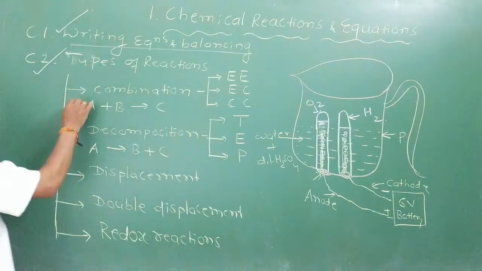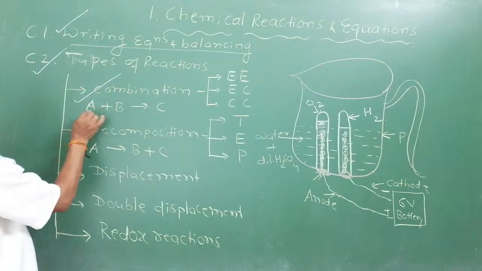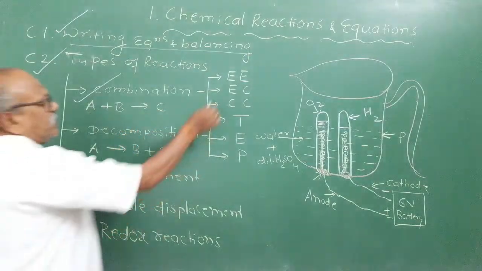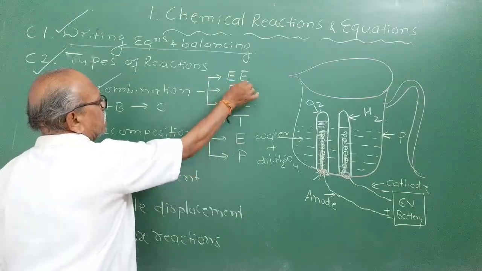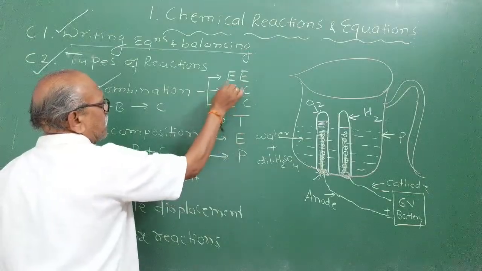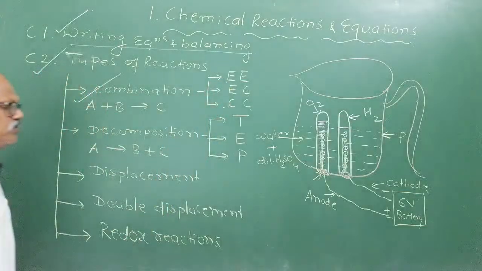You studied combination reactions. Combination reactions are the reactions in which two or more reactants react forming a single product. There are a few types, you can remember them as EE, EC, CC. EE stands for element-element combination. EC stands for element-compound combination. CC stands for compound-compound combination.